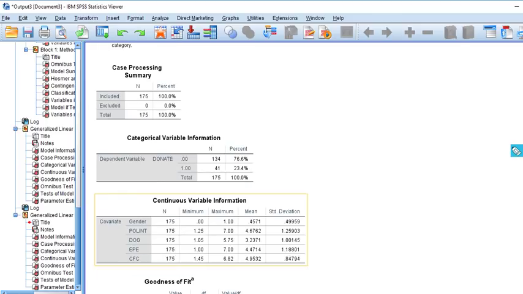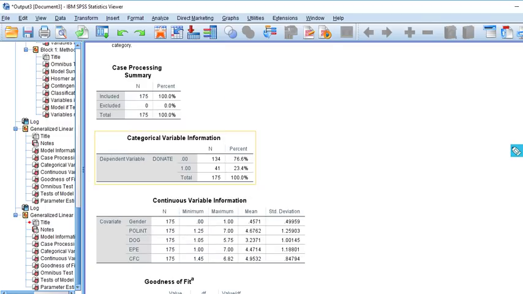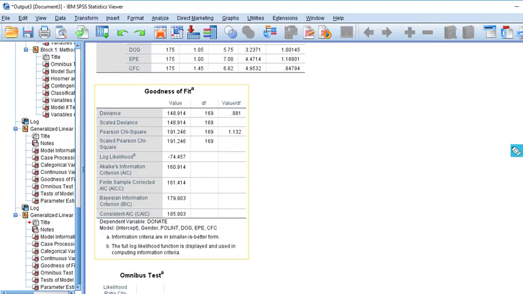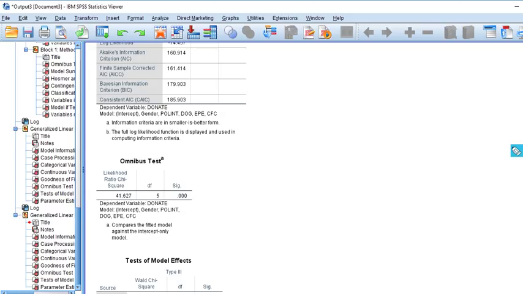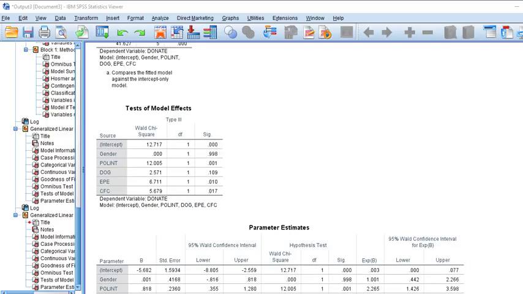So now you can see the procedure models 1 as the response category or the target category, and 0 as the reference category. You'll notice that we have various goodness of fit statistics, but I'm going to key in on the omnibus test. This is the likelihood ratio chi-square testing whether this model is a significant improvement in fit over a null model with no predictors. And you can see this is significant, indicating that yes, we have a significant improvement in fit.